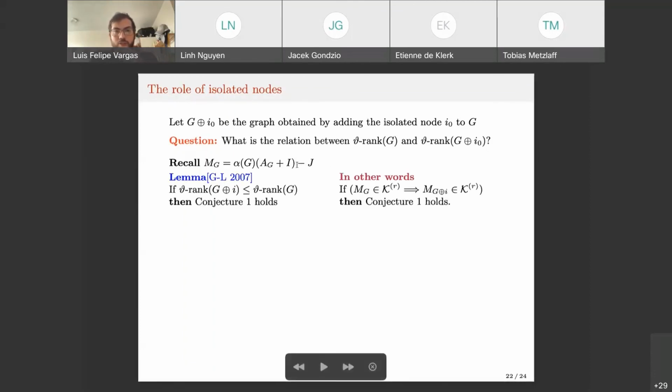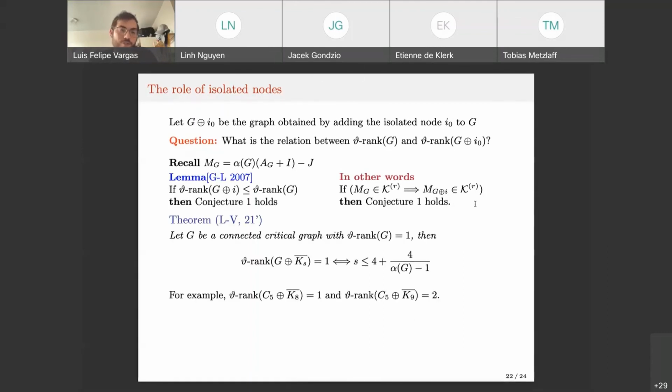Recall this is MG, and this is motivated by the following lemma. If the theta rank does not increase when adding one isolated node, then conjecture 1 is true, the stronger one. In other words, if MG is in KR, and MG plus one node is in KR, then conjecture 1 holds. But the bad news is that this is not true.